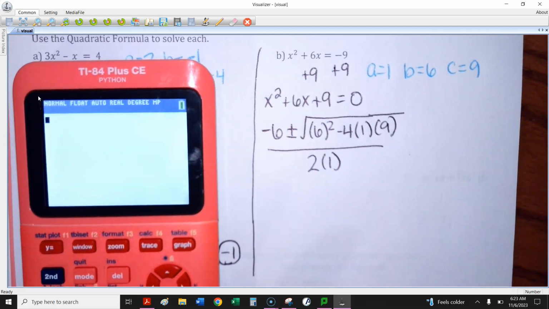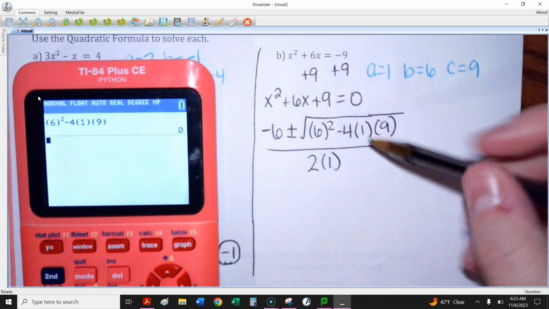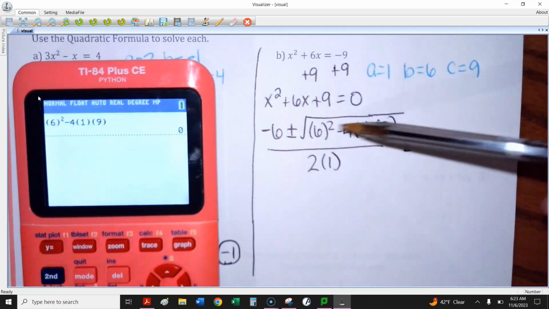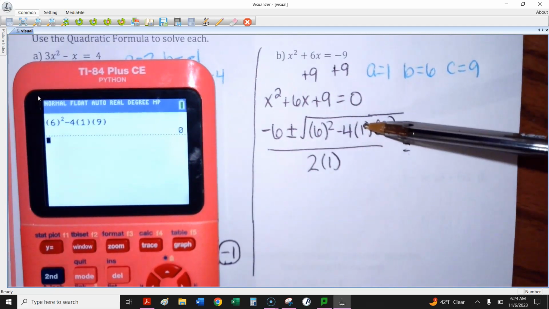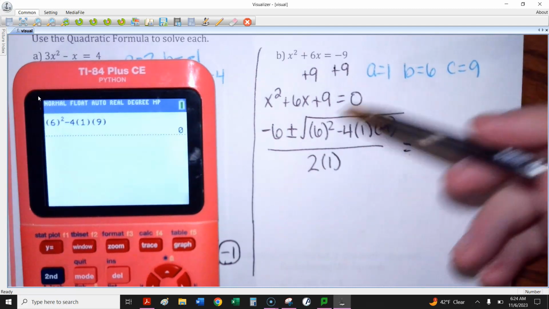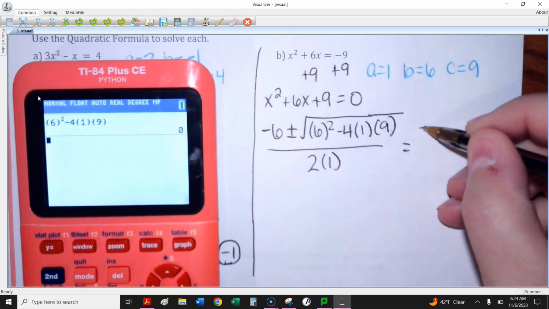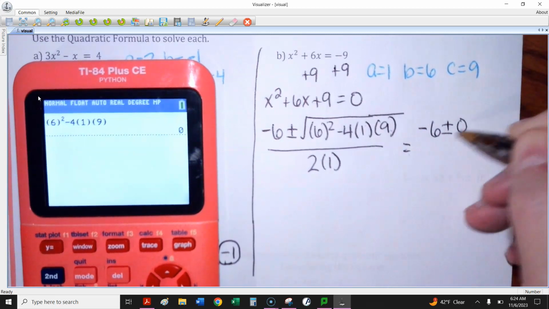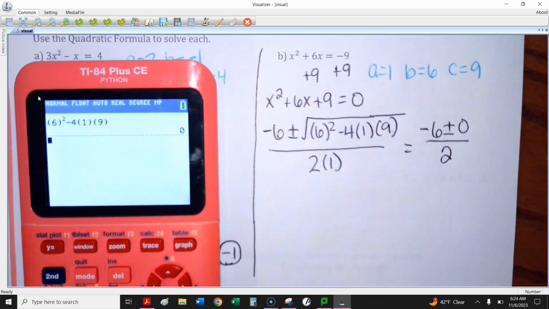the square root without involving the square root. So I'm going to do 6 squared minus 4 times 1 times 9. I'm just using the parenthesis keys right above the 8 and 9. Now, this one's also interesting. So under the square root, 6 squared is 36, and 4 times 1 is 4, times 9 is also 36, so that's how that ends up being 0. So I really have negative 6 plus or minus 0 over 2.